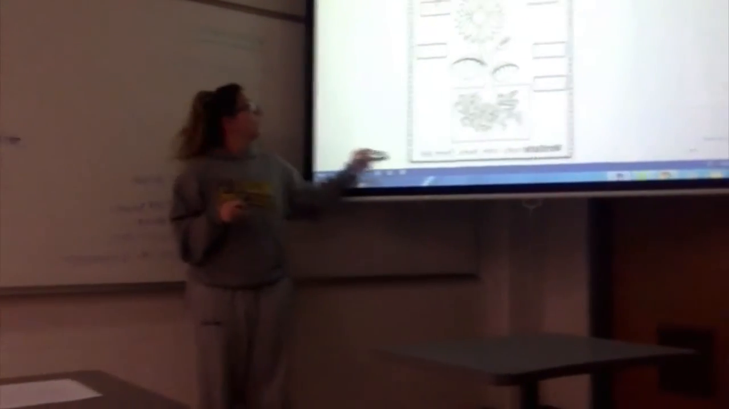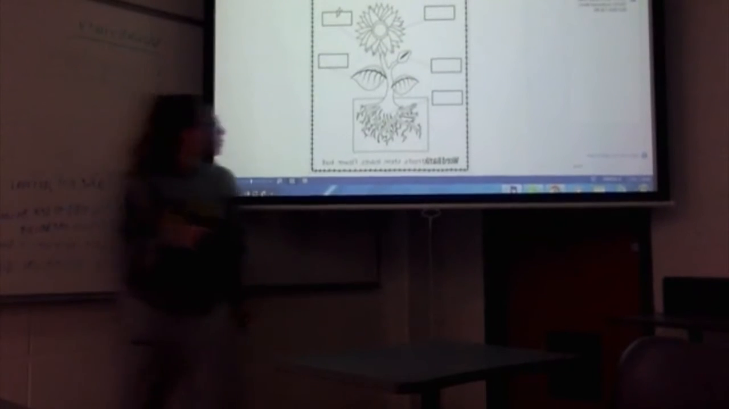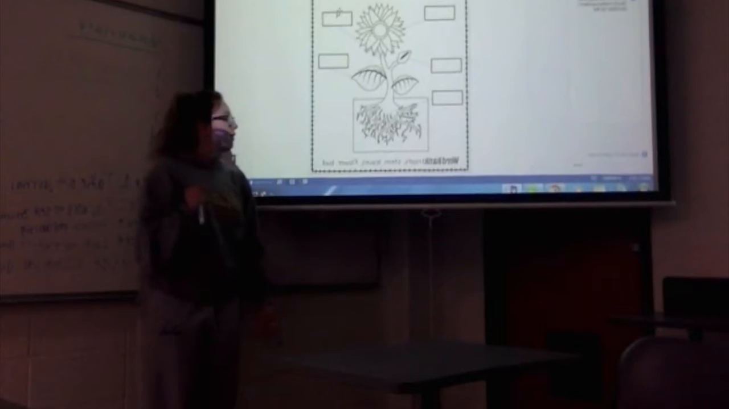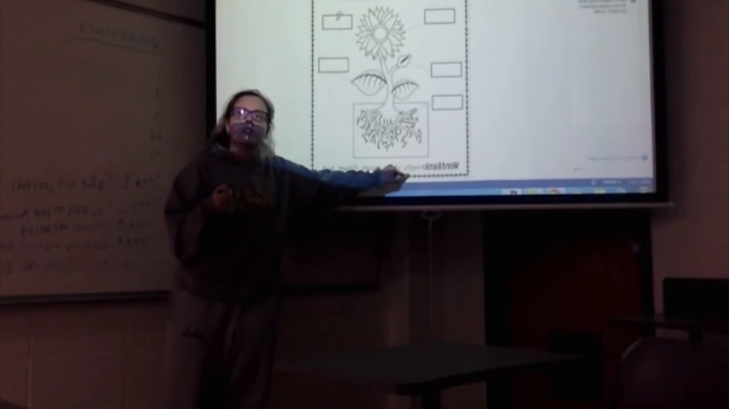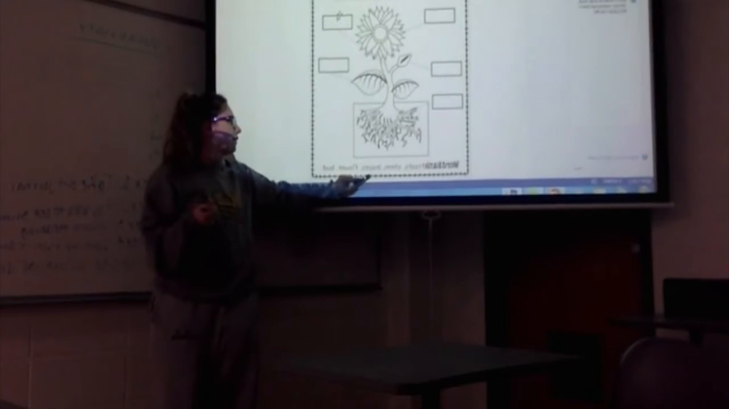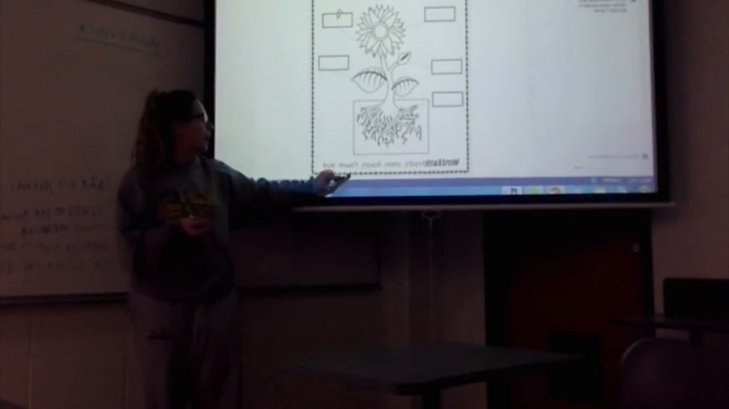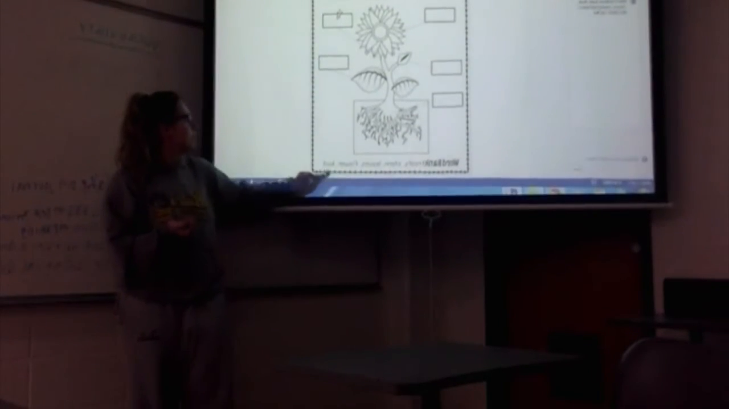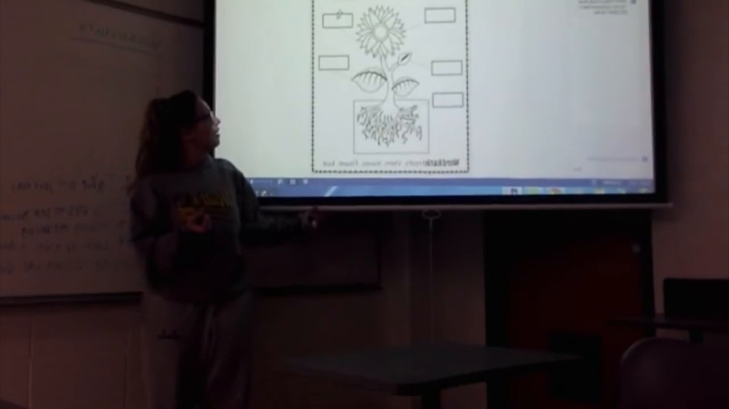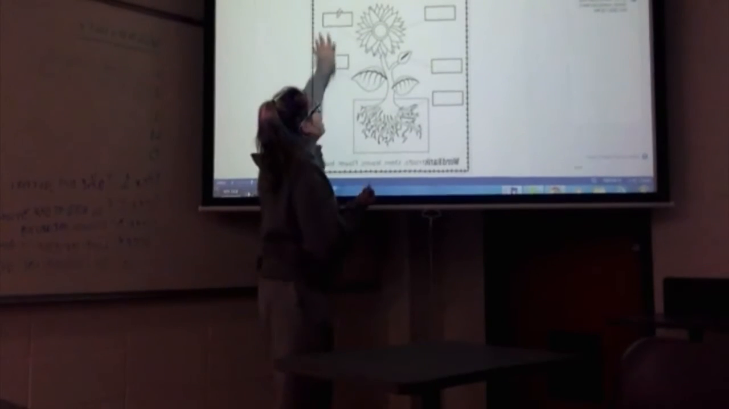So, let's go over here to our diagram. This is going to be what we did yesterday. The words are right down here. I'm going to say them, and I want you guys to say them with me. Ready? Roots. Stem. Leaves. Flower. Bud. Very good.